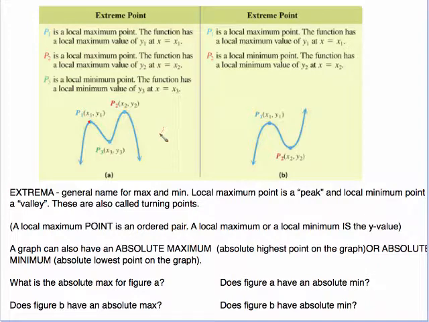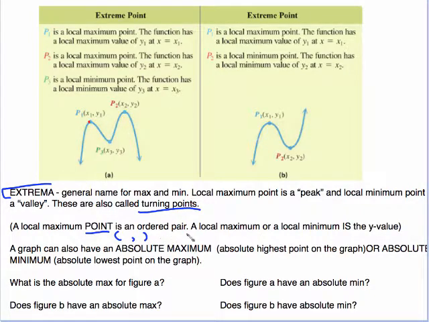Now, extreme points, meaning max and min, we talked about in college algebra, but we have a new word here. Extrema is just the general name for max and min. You know, a local maximum point is a peak and a local minimum point is a valley, and they're also called turning points. Now, terminology is important here. A local maximum point is an ordered pair.